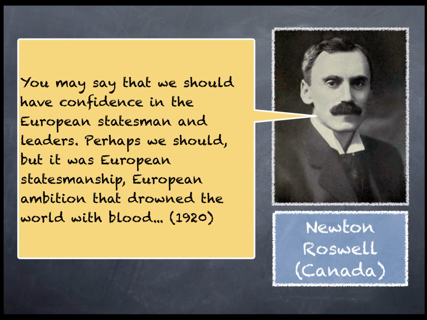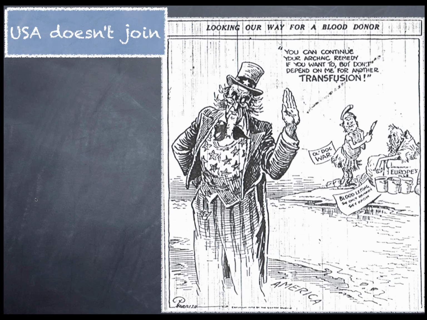This is something that Newton Rowell of Canada said at the time. "You may say that we should have confidence in the European statesmen and leaders. Perhaps we should, but it was European statesmanship, European ambition that drowned the world with blood." He's basically saying, okay, you're saying we should have confidence in the Council of the League, but it's dominated by European statesmen. And it was Europe that dragged the world into the horrors of the First World War.